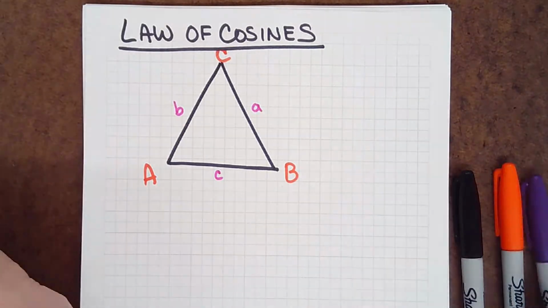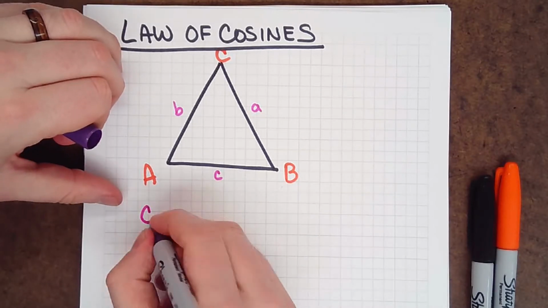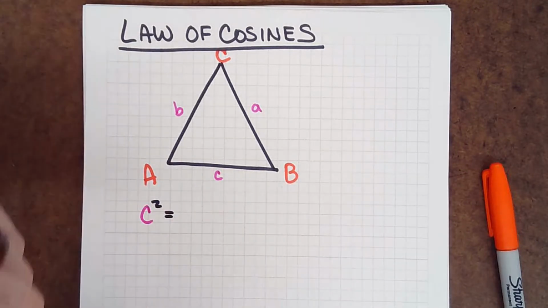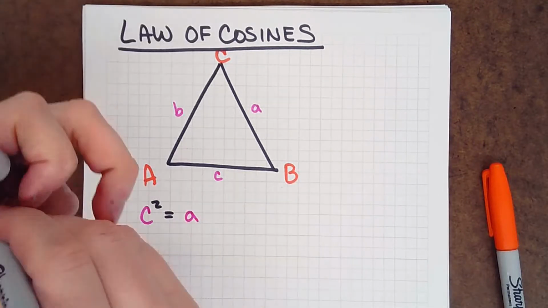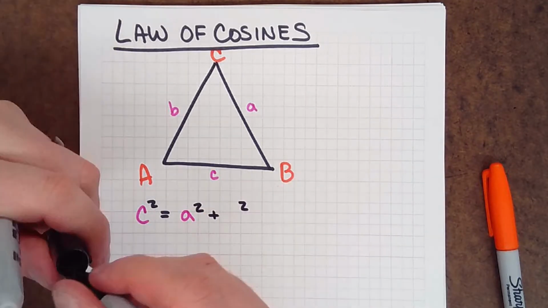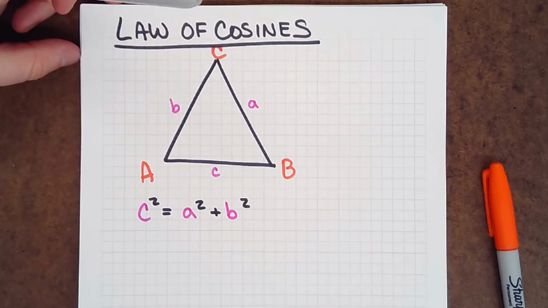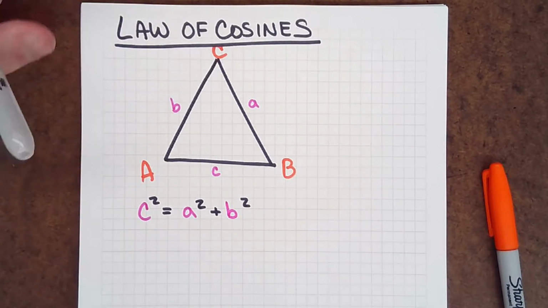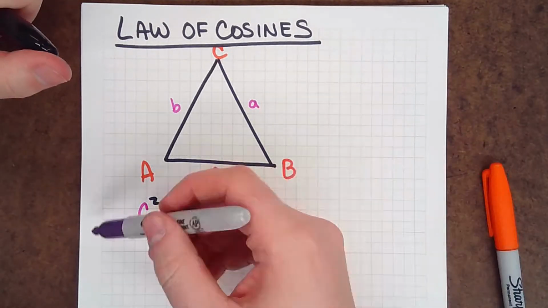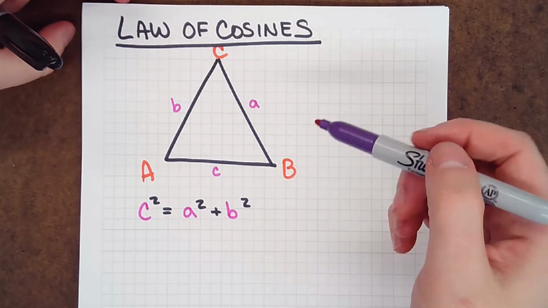So the formula for this is going to be little c squared equals little a squared, plus little b squared. And if you recognize this, so far it's the Pythagorean theorem. So what this really is, is a formula that takes the Pythagorean theorem and modifies it. We're going to put a little modifier over here that makes it work for any kind of triangle.